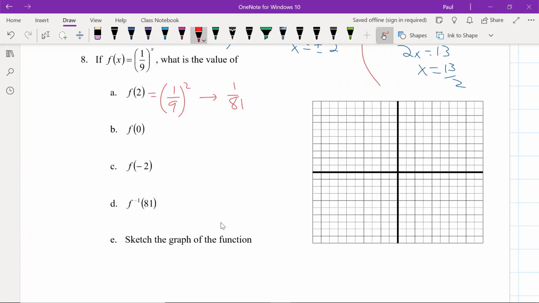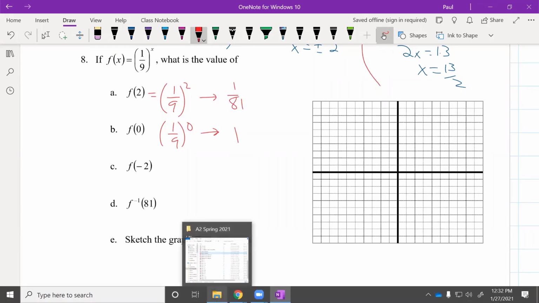Good. Sam, you want f of 0? Yeah, if you put it to a power of 0, it's just going to be a 1. So yeah, always. Go ahead, Julian.